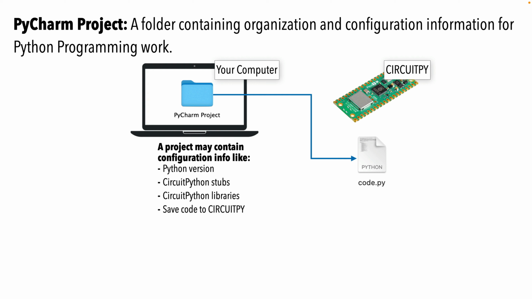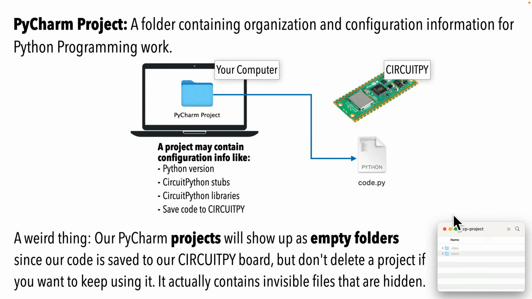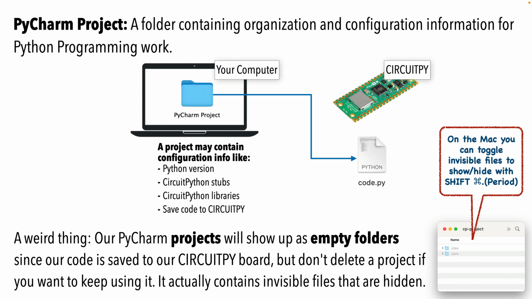Now, one weird thing to be aware of, a PyCharm project shows up as a folder, and the project that we're going to be setting up to use CircuitPython will look empty because we're going to save our code to our CircuitPy board. But it's actually not empty. The configuration files that PyCharm uses are hidden, and that's because you'd never click on these files. You do all your configuration from within PyCharm. So if you look in a PyCharm project folder and you don't see anything, don't delete it unless you really want to delete the project and all its configuration information. And if you're curious about hidden files, on the Mac you can toggle hidden files between show and hide by pressing Shift-Command period. Now back to PyCharm.